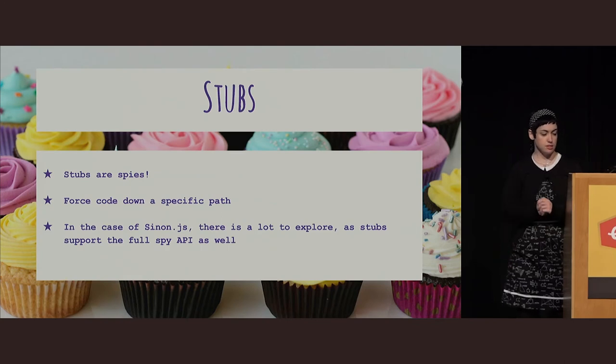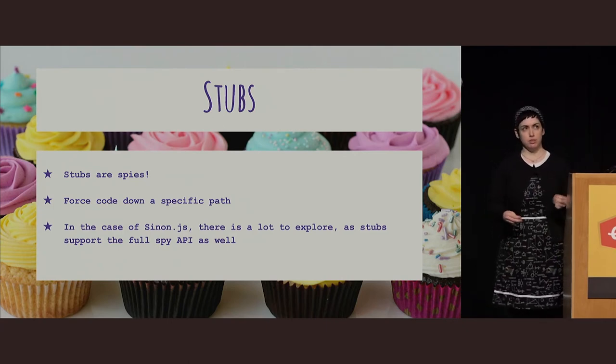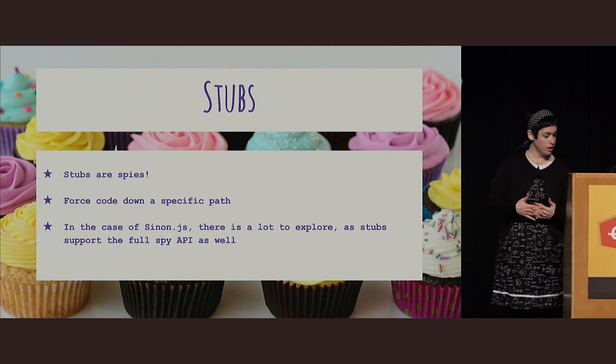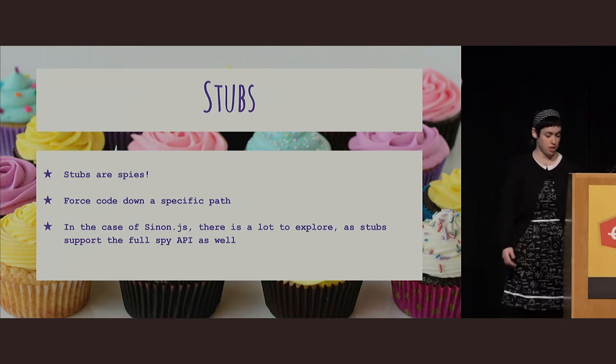And stubs. Stubs are spies. So you get everything that you get with spies with stubs. They kind of help you force your code down a specific path. So if you want to throw an error or you have a specific path you want to go down, they're good for that. In the case of Sinon.js, there's a lot to explore. Stubs, like I said, support the full spy API. So if you look at the documentation, you can find tons of information.